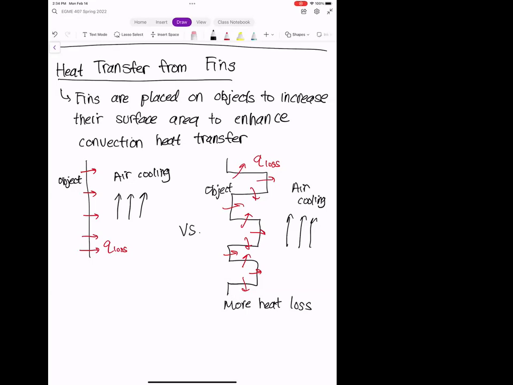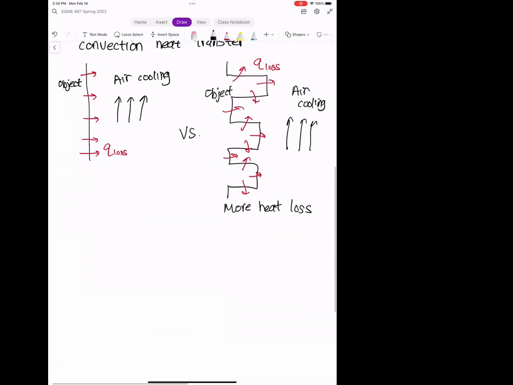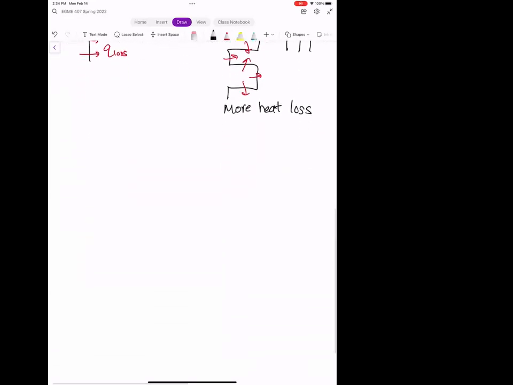Fins are a very fundamental and essential part of thermal engineering, because they let you enhance the amount of heat transfer, the heat loss from your system, a lot of times without changing the shape or doing too much to the design. It's just an exterior feature that you can add on top. I think where we left off was we were talking about the fin heat equations.